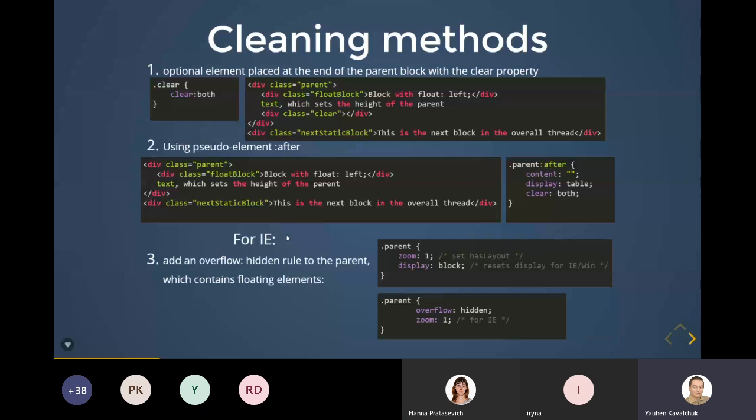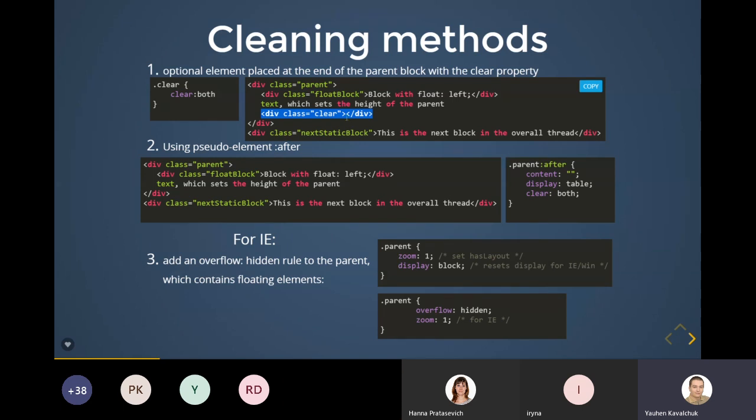And here are the three solutions for how we can fix the issue with the collapsing parent. First, just add the property clear, but take a look at how we do this. First, we have a parent element. Inside this parent element, we have a block with a float. And after that, we add an empty div.